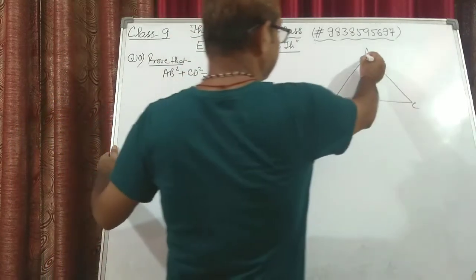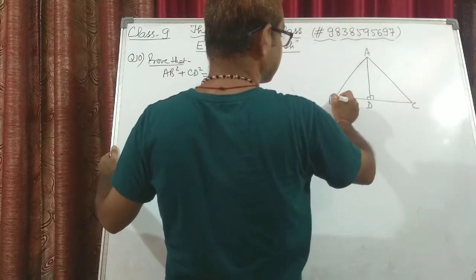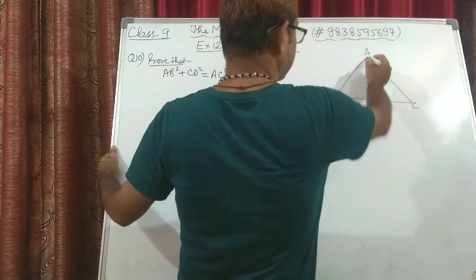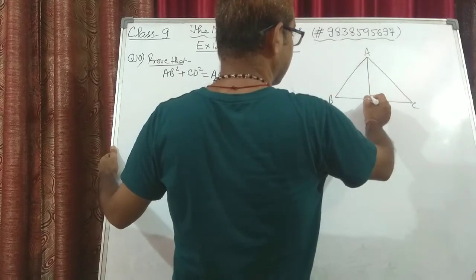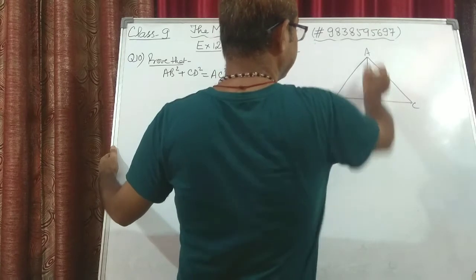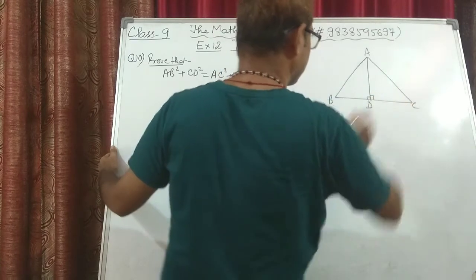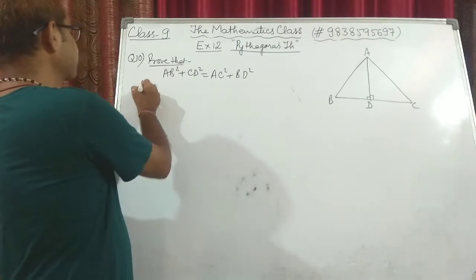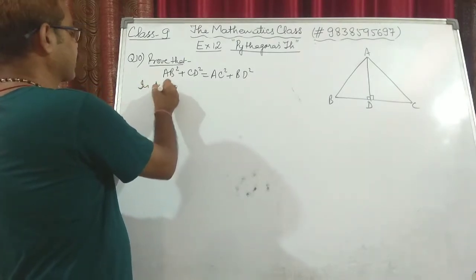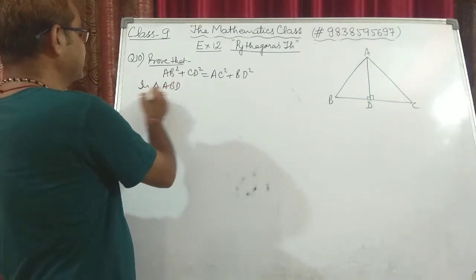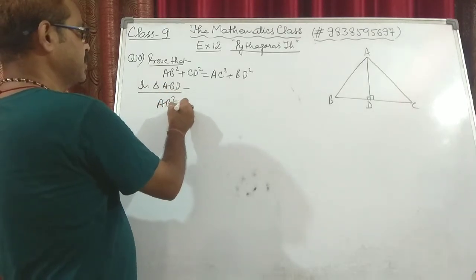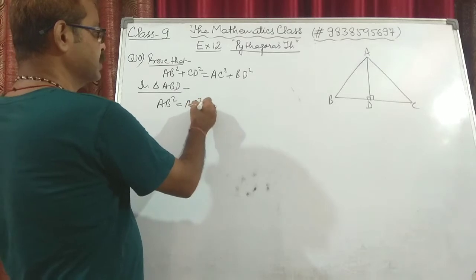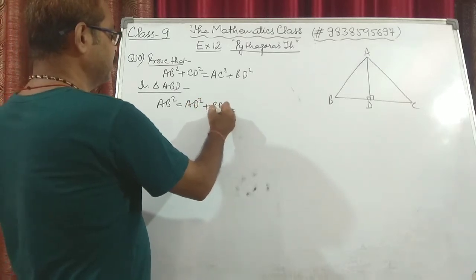Now you can see ADB is a right angle triangle. Why? Because at point D, AD is perpendicular to BC, and perpendicular means 90 degrees. So first we can say in triangle ABD, according to Pythagoras theorem, AB square is equal to AD square plus BD square.